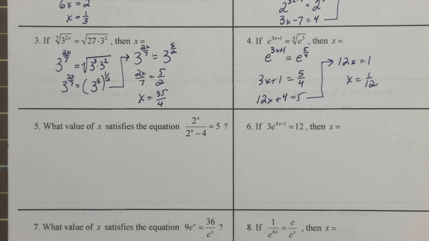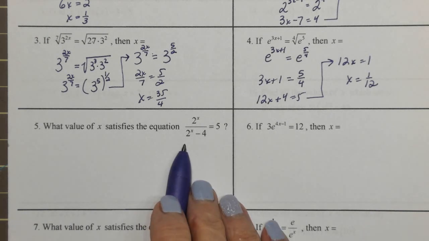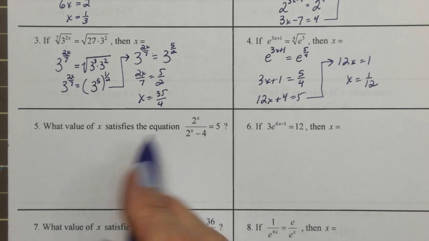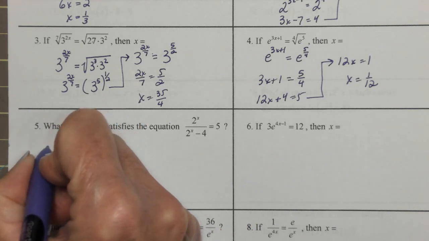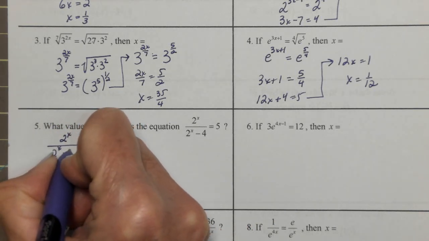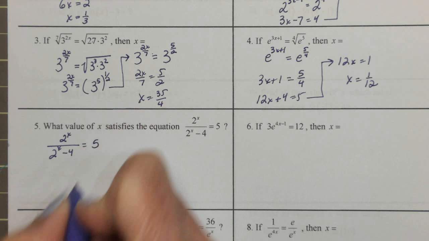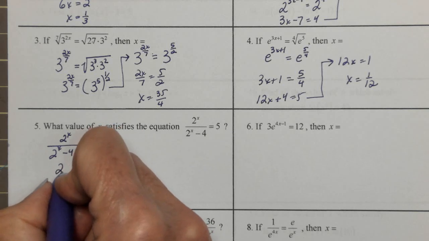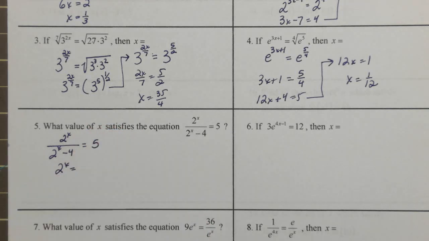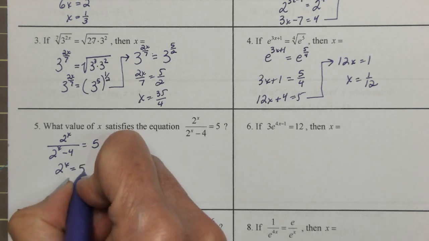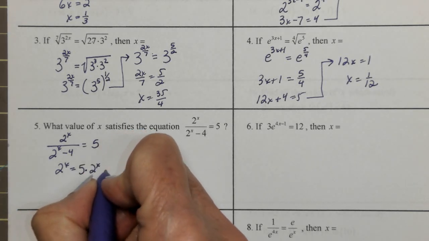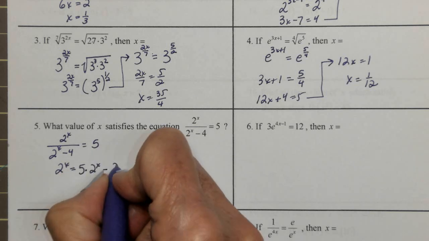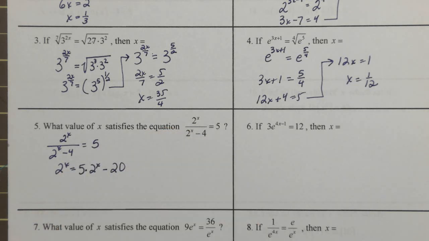Number 5. Okay, set up a little bit differently. I'm going to rewrite this here. 2 to the x over 2 to the x minus 4 is equal to 5. I'm going to begin by multiplying both sides by the 2 to the x minus 4. If I multiply both sides by the 2 to the x minus 4, I'll have 5 times 2 to the x minus 5 times 4, like that.